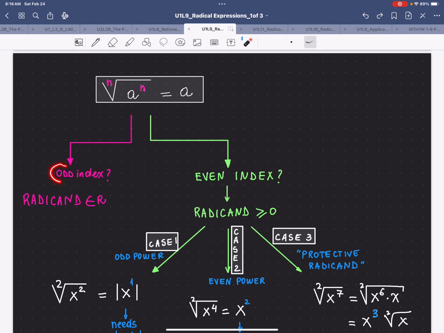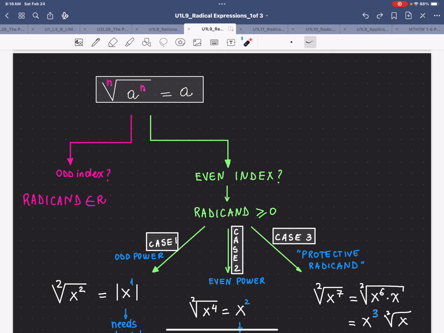Now, if the root is odd or the index is odd, radicand can be any real number. So what that means is that if we have the third root of 8, that would be equal to 2, and the third root of negative 8 would be equal to negative 2. So both radicands, positive and negative, can be cube rooted or third rooted. However, if the index is even, we want to make sure that the radicand is either positive or equal to 0. So, for example, if we have the square root of number 4, that would be equal to 2, but the square root of negative 4 will be non-existent.